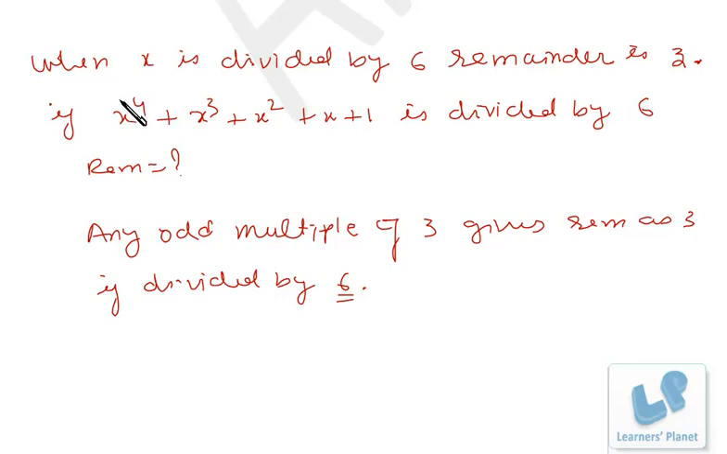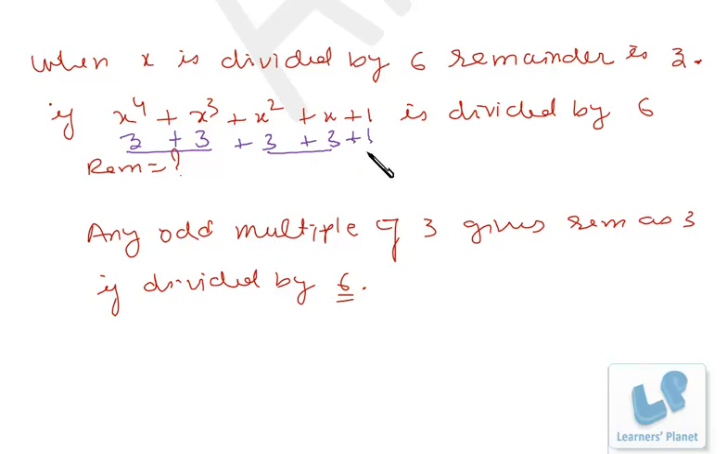So here, if this term is divided by 6, the remainder will be 3, right? This term is divided by 6, still the remainder will be 3. This term is divided by 6, still the remainder will be 3. And here we already know that it's 3. So this is the final remainder. This is 6 gone, 6 gone. So we are left with 1, right?